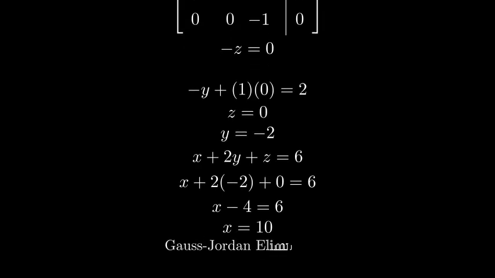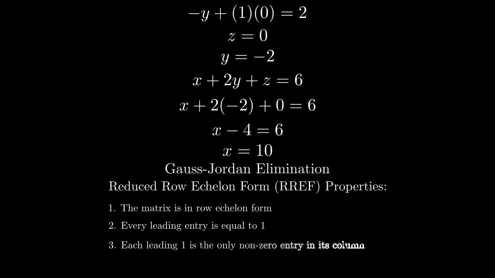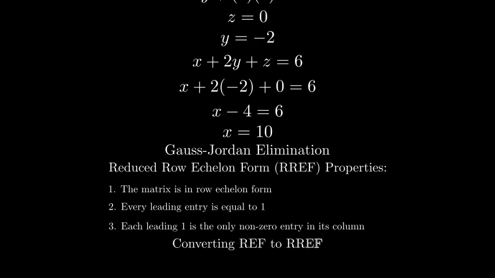Now, let's explore Gauss-Jordan elimination, which extends Gaussian elimination to convert the matrix into reduced row-echelon form. In reduced row-echelon form, first, the matrix is in row-echelon form. Second, every leading entry is equal to 1. And third, each leading one is the only non-zero entry in its column. Let's continue from where we left off with our matrix in row-echelon form.